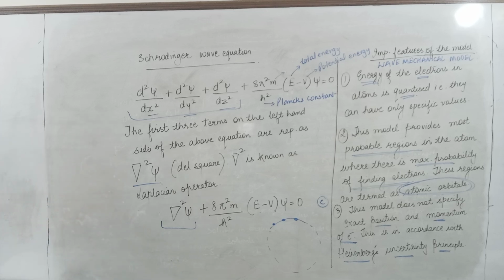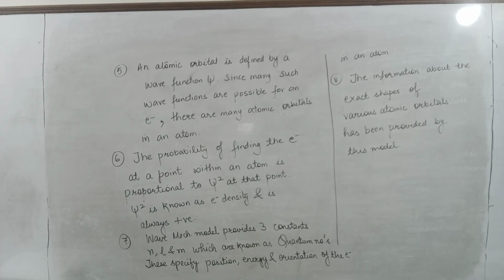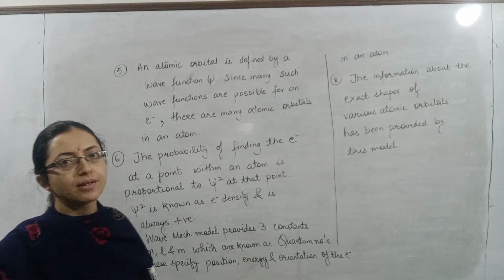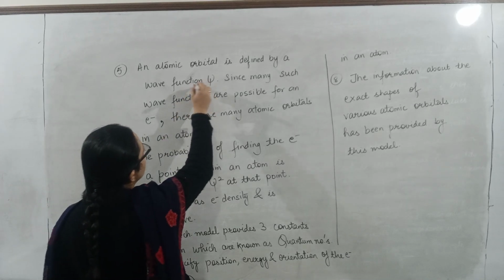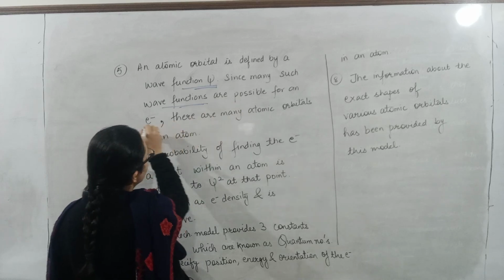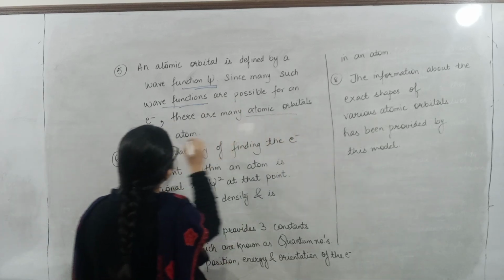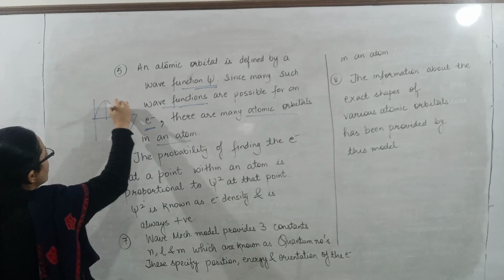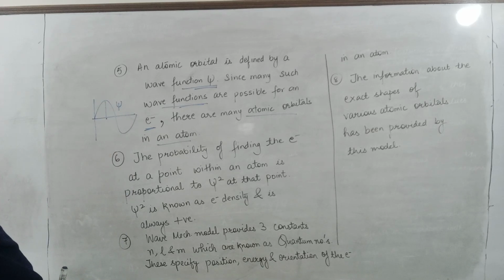Right? Let's go through it. Okay, now let's see the other points. An atomic orbital is defined as the region of space where the probability of finding electron is maximum, right? An atomic orbital is defined by a wave function psi. Since many such wave functions are possible for an electron, there are many atomic orbitals in an atom. Right? So this is your electron wave. This is psi. So many such amplitudes or wave functions are possible. So corresponding to different psi values, there will be different atomic orbitals.